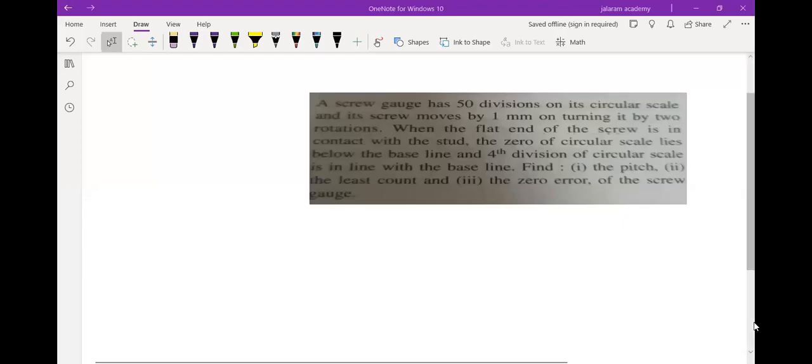If we think about the algorithm which must be used to solve the numericals of screw gauge, I have told you that the first thing which we require is what? Can you tell? Yes, sir. The pitch of a screw gauge. Okay, so define pitch.